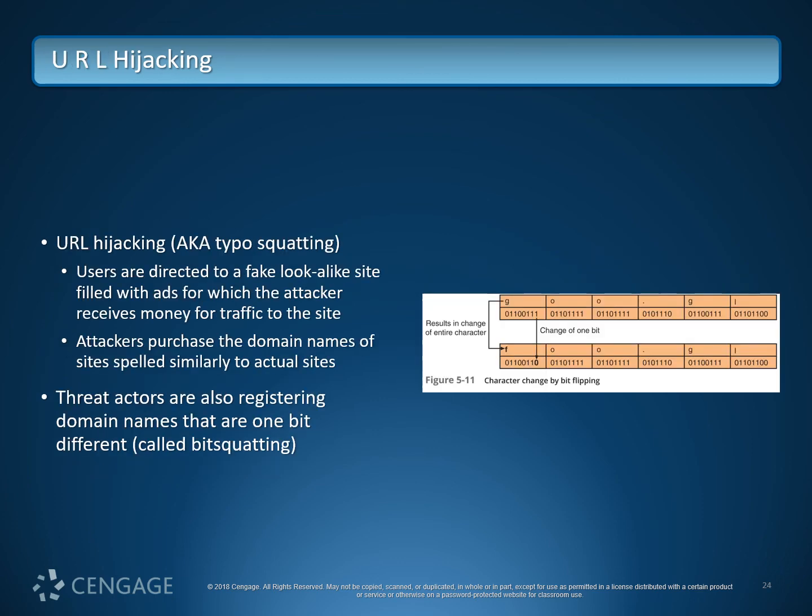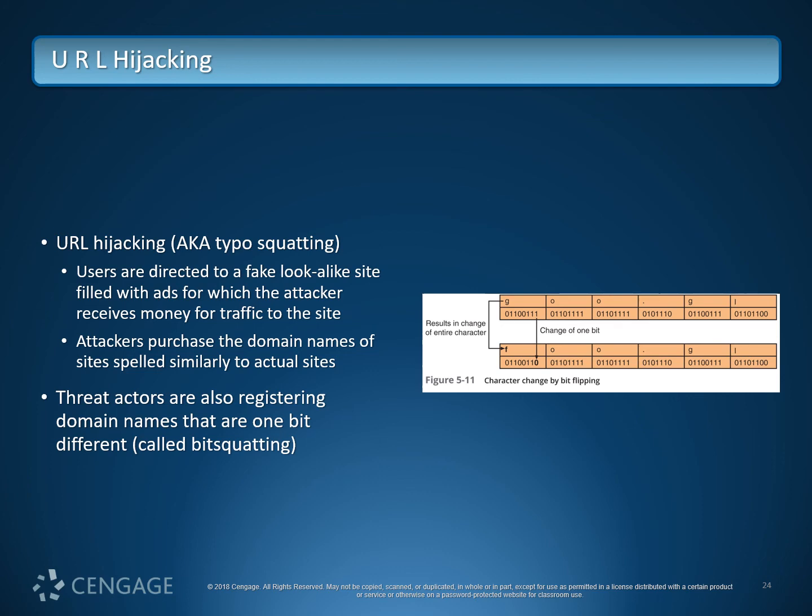URL hijacking or typo squatting. This is where users are directed to a fake lookalike site filled with ads for which the attacker can receive money, or it can sometimes be host to potential malicious software. Not great. Attackers will purchase the domain names of sites that are spelled similarly, common transpositions, things like that. Threat actors also register domain names that are 1 bit different.